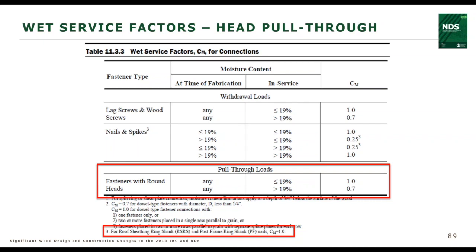There were other revisions in the table. There was a reference to threaded hardened nails that was removed, and a new footnote was added for nails and spikes subjected to withdrawal loads, indicating that for a roof sheathing ring shank nail and a post frame ring shank nail, the appropriate C sub M factor would be equal to 1.0.